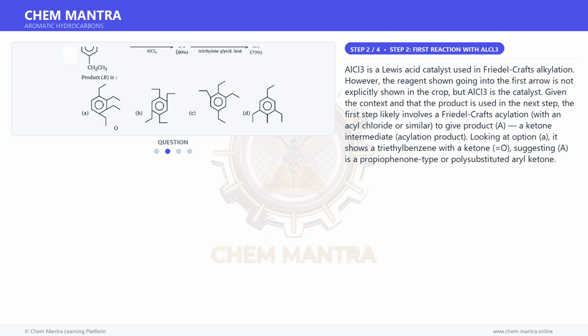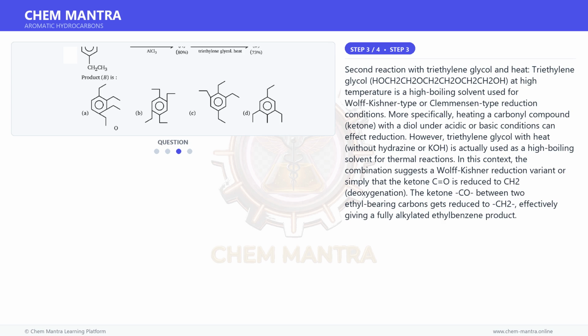Looking at option A, it shows a triethylbenzene with a ketone C=O, suggesting A is a propiophenone type or polysubstituted aryl ketone. Moving on to the next step.